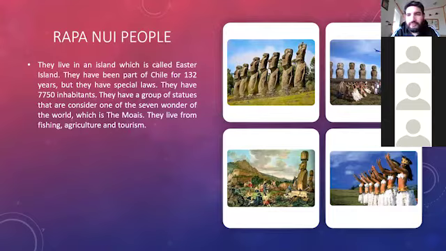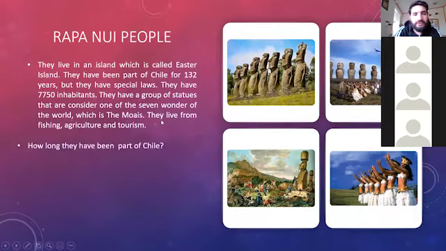So one word that is confusing to pronounce is island, okay? We don't say island with an S, we omit the S. Ya no decimos la S. So, we are talking about the Rapa Nui people, okay? So, the first question: how long have they been part of Chile?